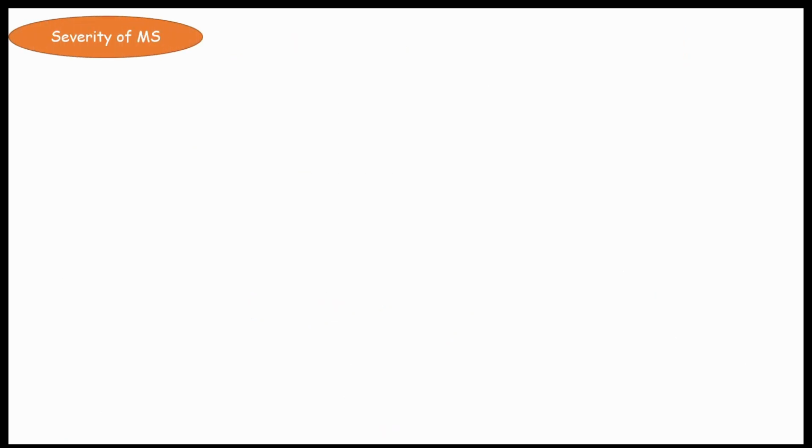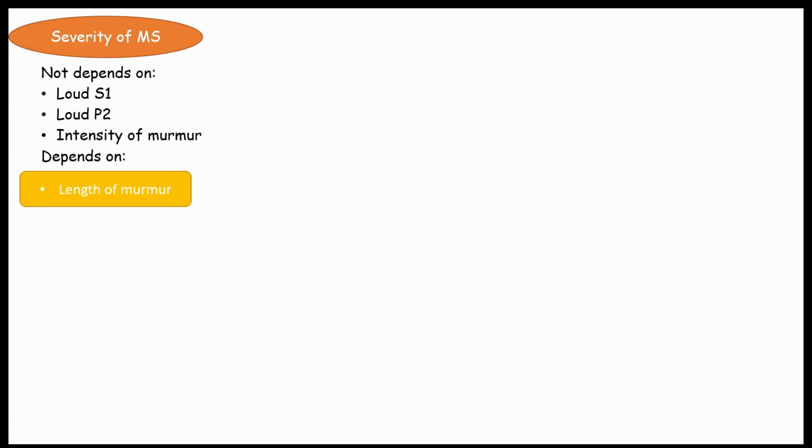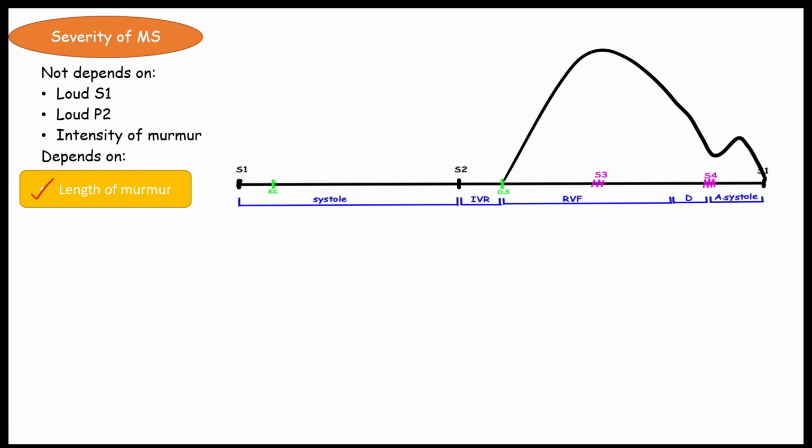Can we check severity of mitral stenosis by the murmur? Yes, we can. But it is not dependent on loudness of the S1, loudness of P2 or the intensity of the murmur. It only depends on the length of the murmur. I will explain. Okay, let's assume this patient has mitral stenosis. So we see the murmur. In case the disease becomes more severe, pressure in the atrium is higher, so the opening of the mitral valve becomes earlier. This leads to lengthening of the murmur.